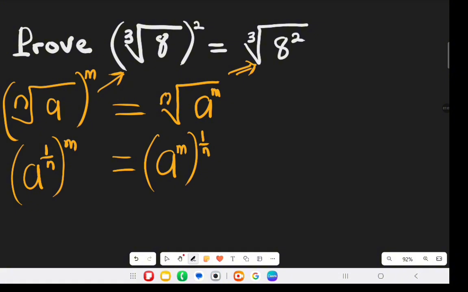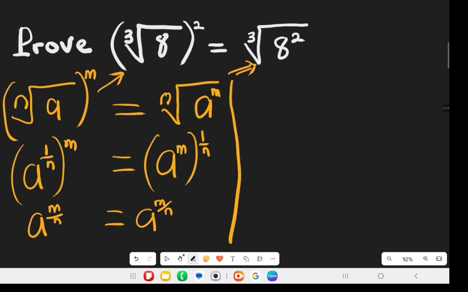In mathematics, or the law of indices, when we are expressing powers, power of powers means we multiply. So what we do here, we multiply 1 over n times m. When you do that, you are going to have a raised to the power of m over n, which is equal to, when we multiply the powers on the right hand side, we are still going to have a raised to the power of m over n. So both are equal. Now we want to apply it using numbers.